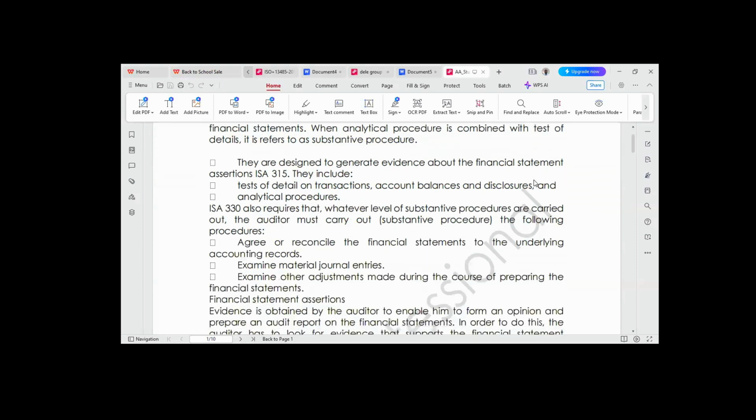Now, when you're talking about substantive procedure, like I said, it's a combination of test of detailed transaction, which is about evaluating the financial statement. So when you're talking about evaluation now, you're not only testing the existing internal control system, rather you are obtaining evidence from the internal control system and you are analyzing it, knowing fully well that your internal control system is what we call internal control over financial reporting.